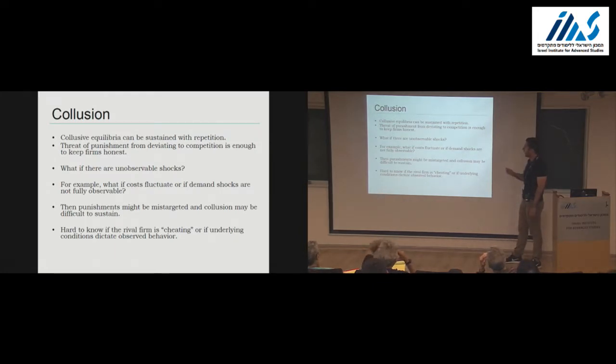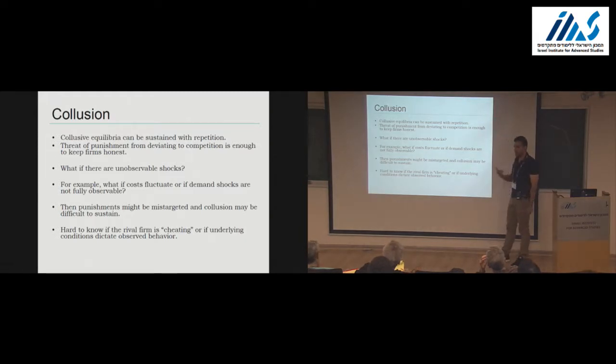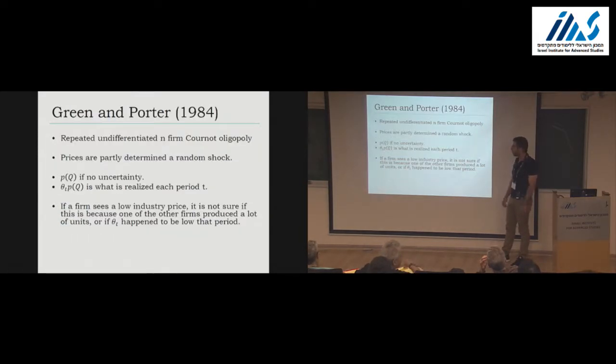Now, the idea there is if we're repeating, then if I catch you cheating, I can punish you, and that's going to make it not worth cheating. But that becomes more difficult if there are unobservable shocks. How would I notice cheating? If there's a low market price or I see you produce a lot. If that's hard to observe, and I see a low market price and I'm not sure, is it because they cheated? Is it because the market was different? So you need some analysis to get the conditions under which you can sustain collusion, which is what the Green and Porter model does.